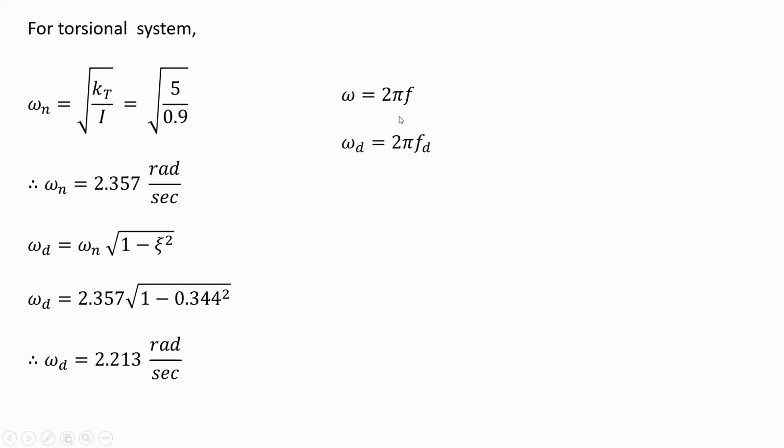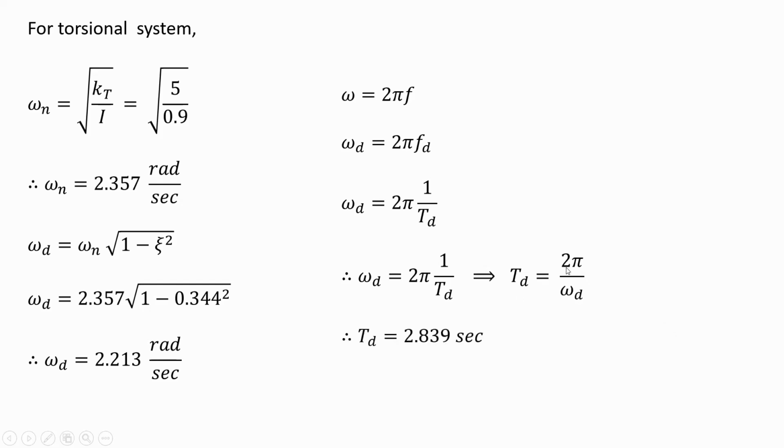Now omega is equal to 2 pi f and therefore omega d, the damped angular frequency, will be equal to 2 pi multiplied by fd. In place of frequency you can substitute 1 upon time period. Transfer Td on this side and omega d on this side. So we'll get 2 pi upon omega d. So substitute the value of 2 pi divided by omega d, which is 2.213, which we have already calculated. So 2 pi divided by 2.213, we'll get the value of time period as 2.839 seconds.